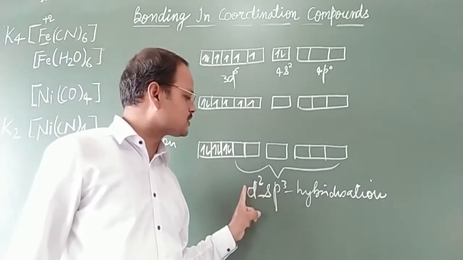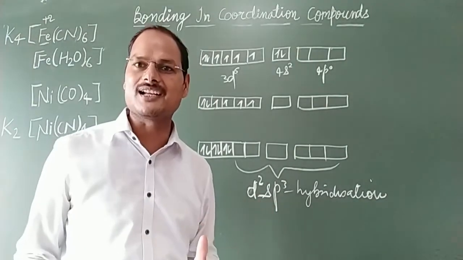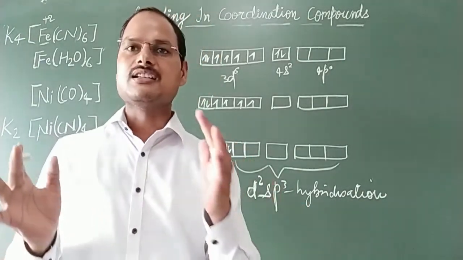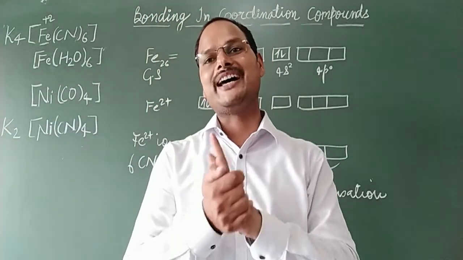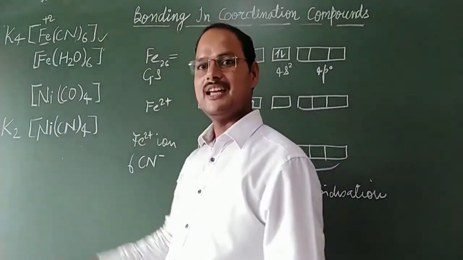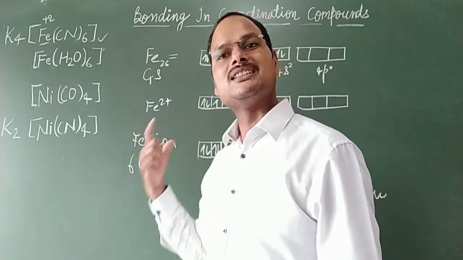Hybridization will be d2sp3. Here 6 orbitals are there, and that's why in case of such hybridization, geometry will be octahedral. Octahedral. It means it is an octahedral. And which type of hybridization is d2sp3.